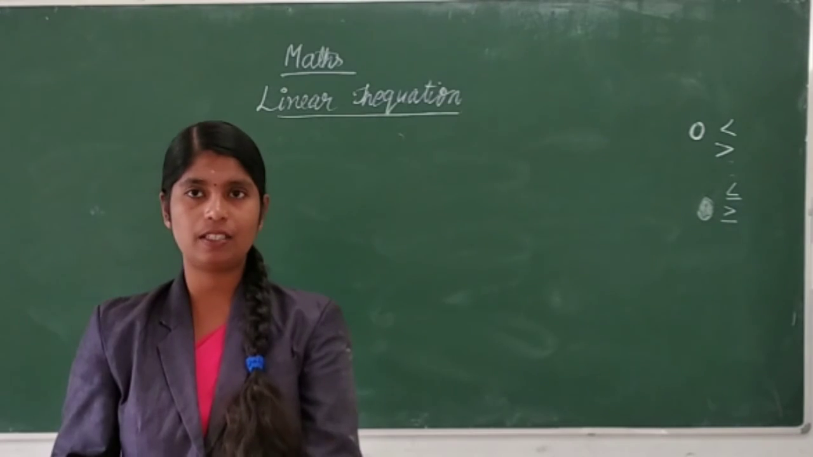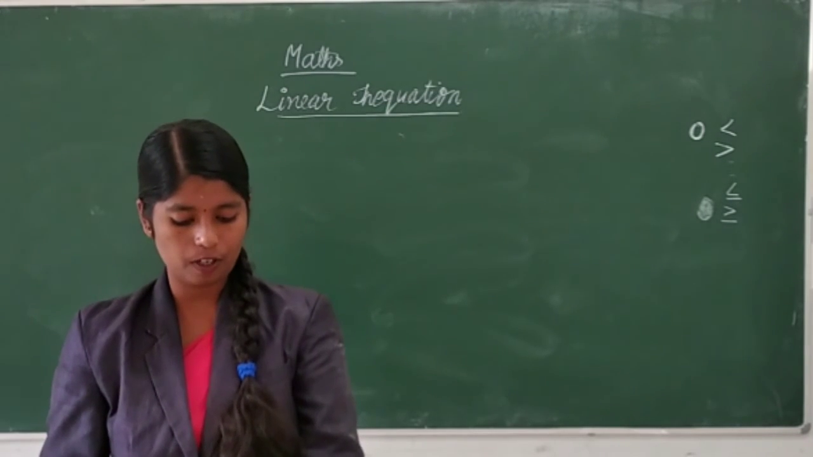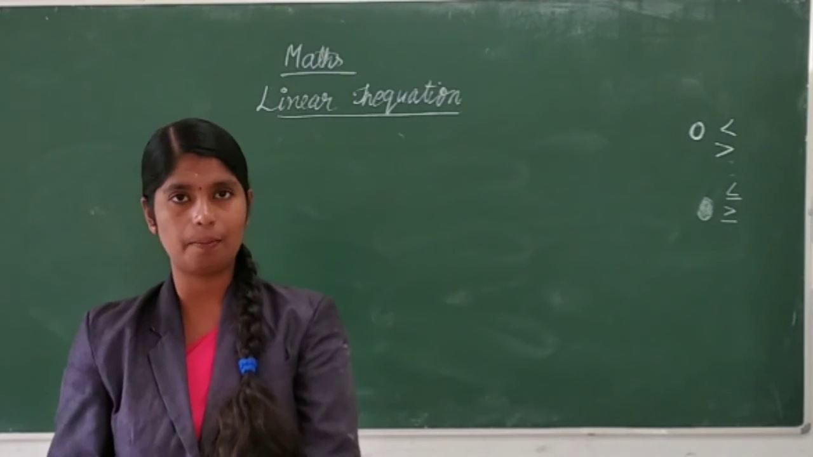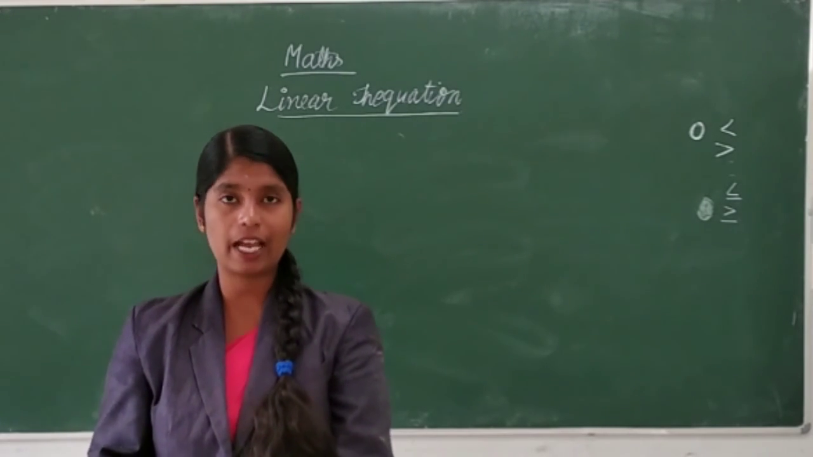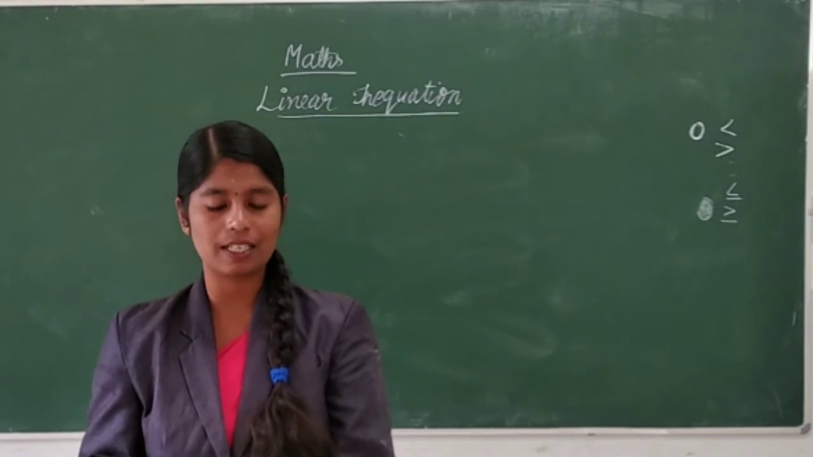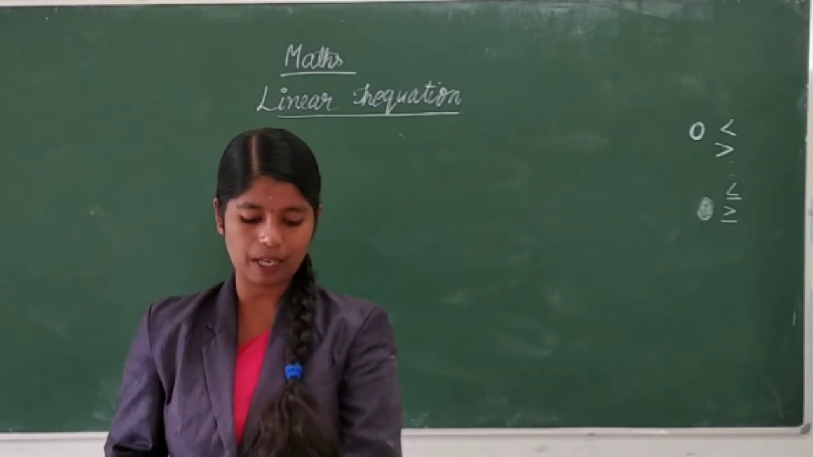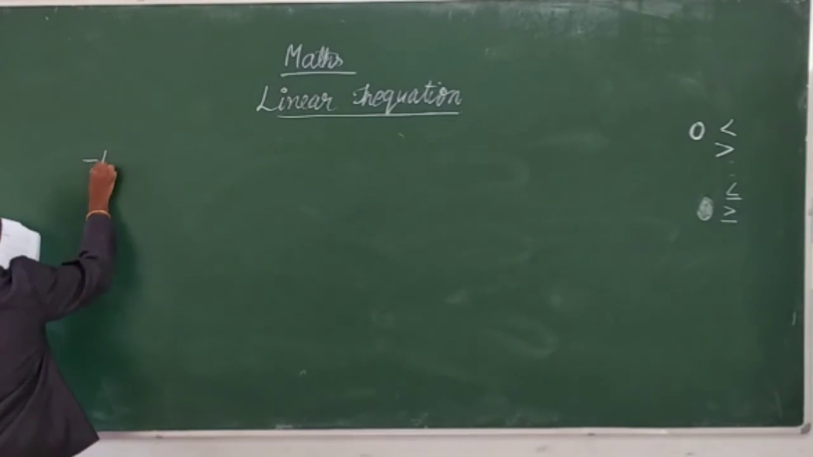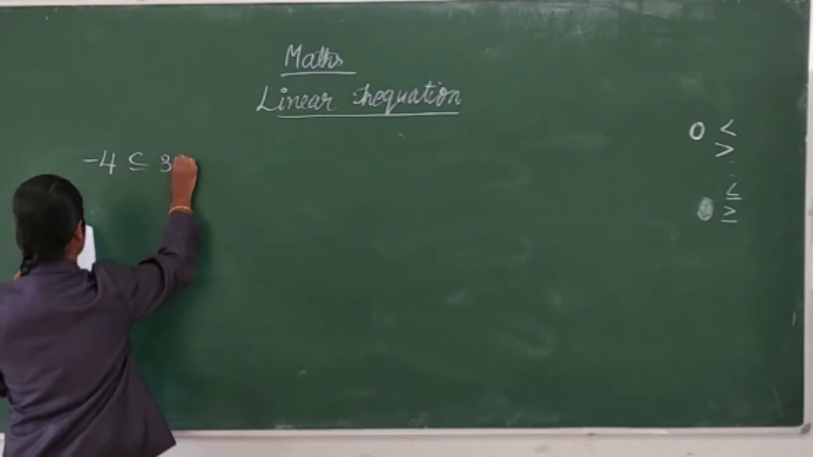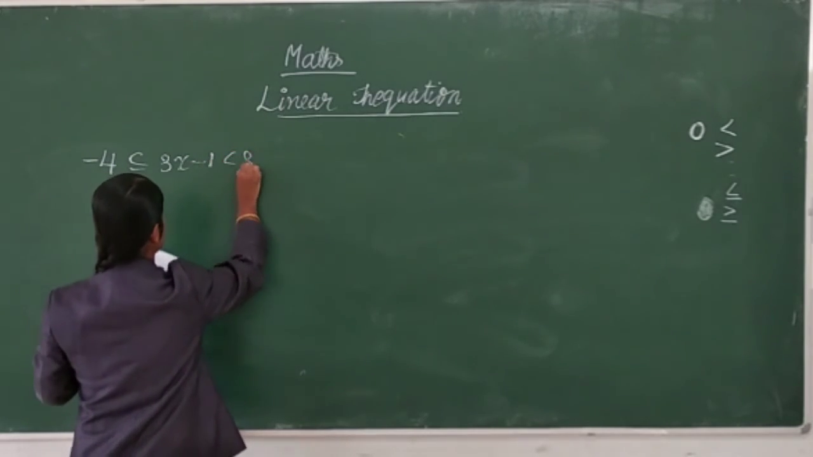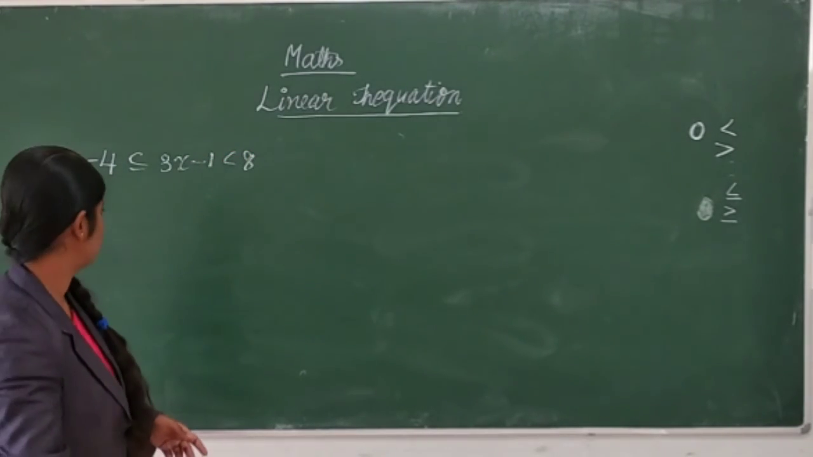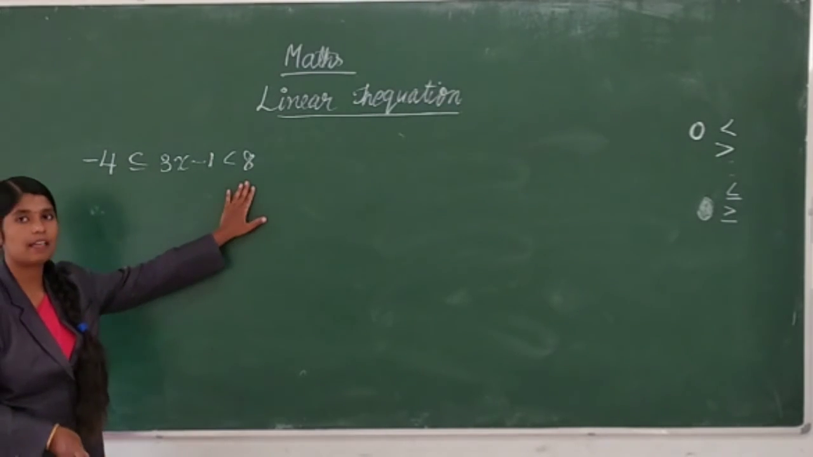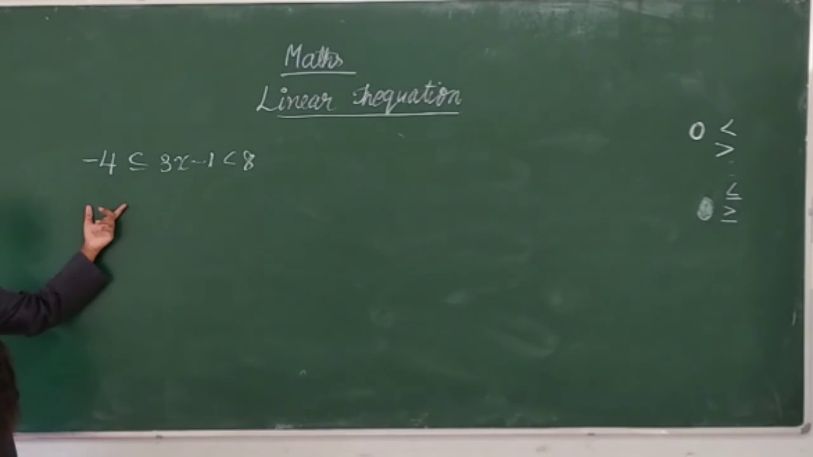So we go for the third main question. For the following equation, graph the solution set on the real number line. Here also you have to graph on the number line by using the real number set. So the first one: minus 4 less than or equal to 3x minus 1 less than 8. First we have to solve this equation.